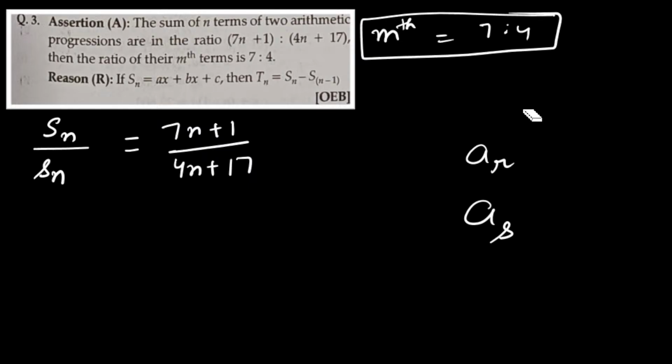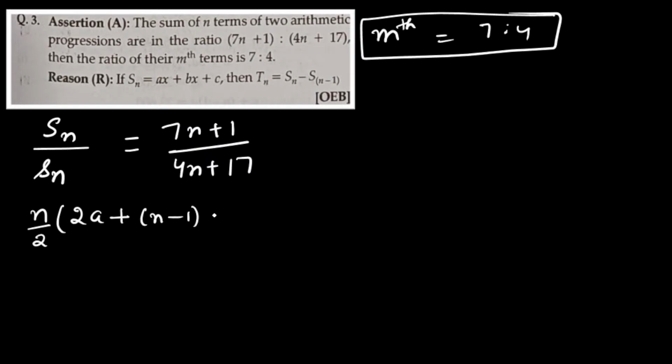Normally we write it with n. Now they are telling us to find it with m. So no problem, we can use the formula. If we use the formula of Sn, the sum of n terms, it will be n by 2 into 2a plus n minus 1 into d.